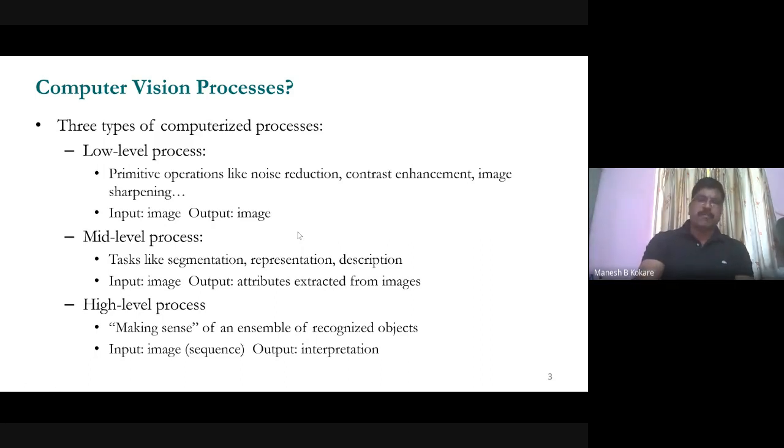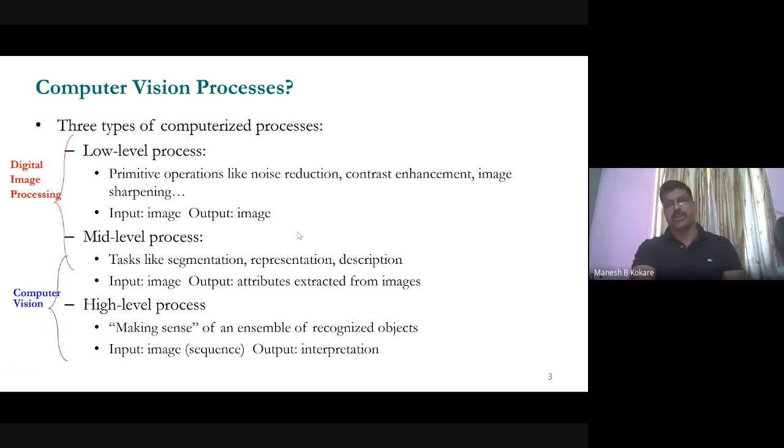Particularly, low level processing and mid level processing are generally covered under the image processing subject, whereas half of mid level processing and the entire high level processing are covered under computer vision. I hope it is very clear what we are going to cover in computer vision and what you have studied in the image processing subject.